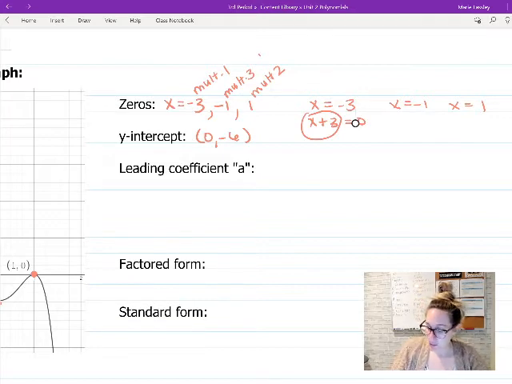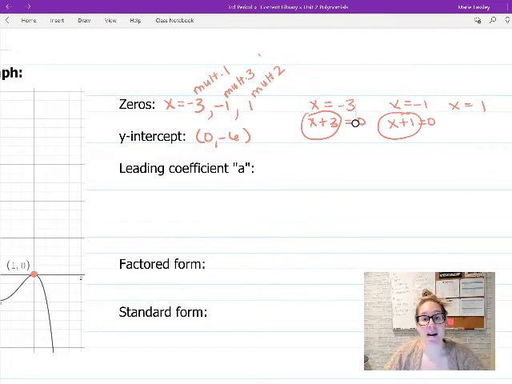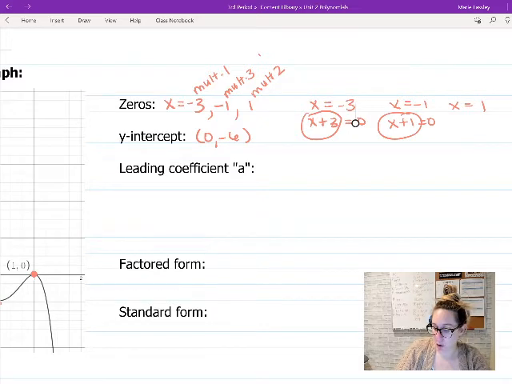Next one, I have x equals -1, same deal. I'm gonna move the 1 by adding it to both sides, and that's gonna give me x plus 1 equals 0. So x plus 1 is another factor. And then last but not least, I'm gonna subtract 1.